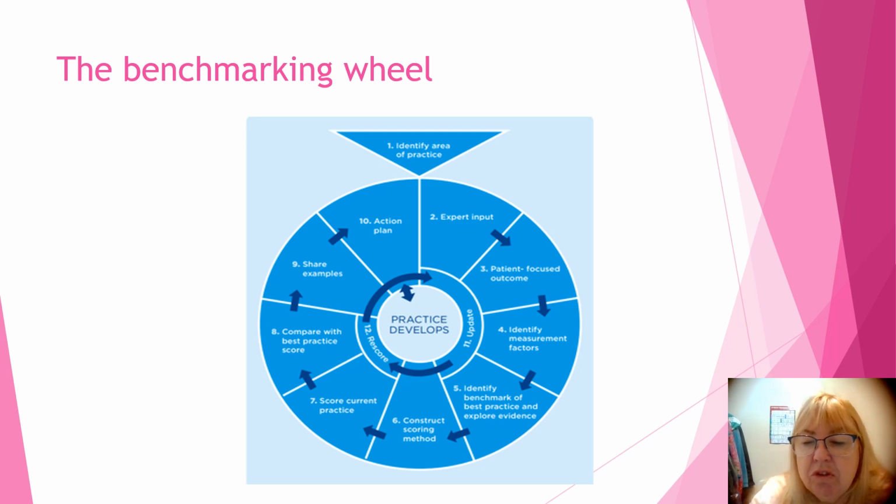Number 6 is construct a scoring method. With benchmarking, they have all sorts of complex scoring methods, some more sensible than others, some too detailed. But you construct your scoring method. Number 7, you look at your own practice over a period of time, score it, and compare it with the best practice score. Number 8, share the examples with each other or whoever's on the team. And then you do an action plan for change so that you can better meet that best practice score.